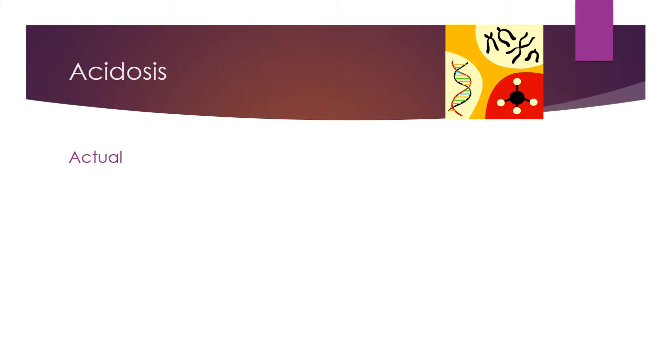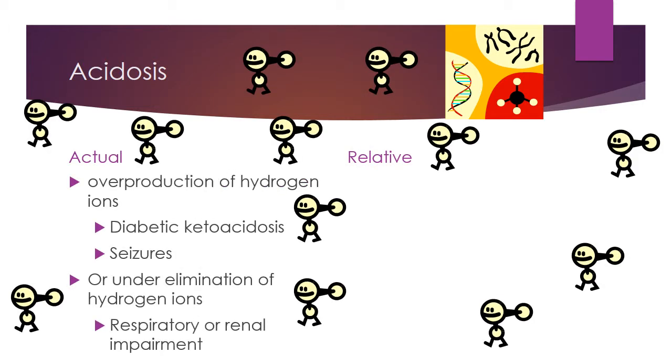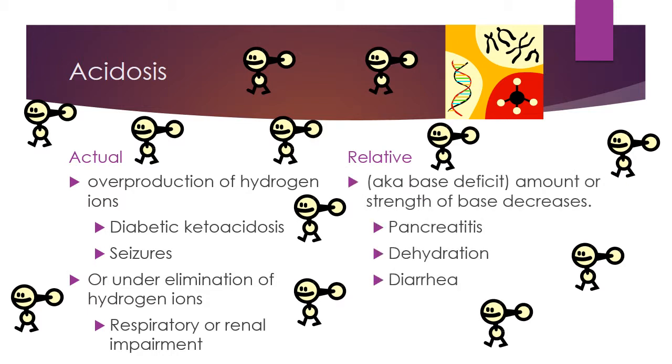Acidosis can either be actual or relative. Actual acid excess results in acidosis by either overproducing acids or under-eliminating normally produced acids. Relative acidosis is the result of the amount of acid not increasing, but the amount or strength of the bases decreasing.